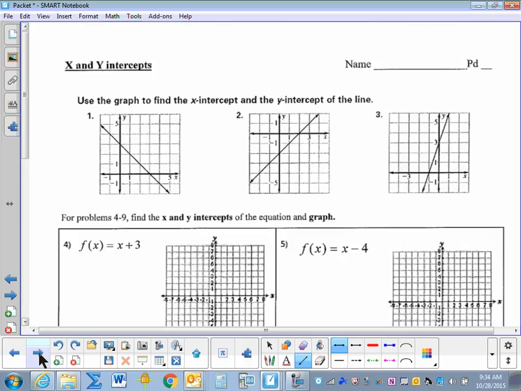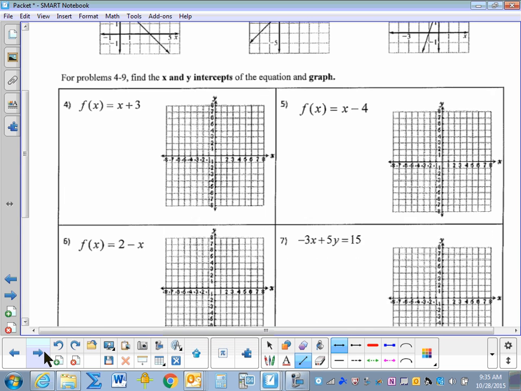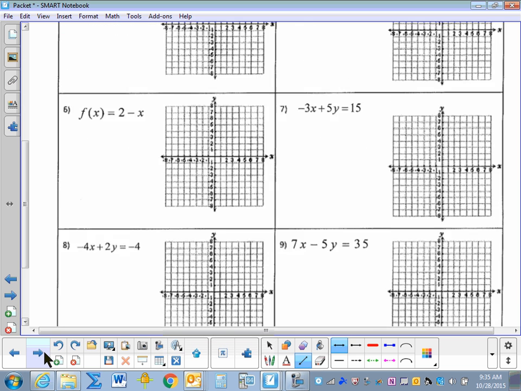All right, the next page, x and y intercepts. Let's go ahead and try that page 1 through 9. Go ahead and do those.